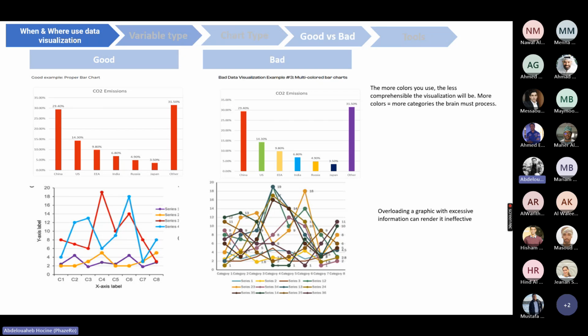Okay, the second one: putting a lot of information in the same graphic may kill the main information in this graphic. This is why we have only four lines, and we have more than four lines in the second example.